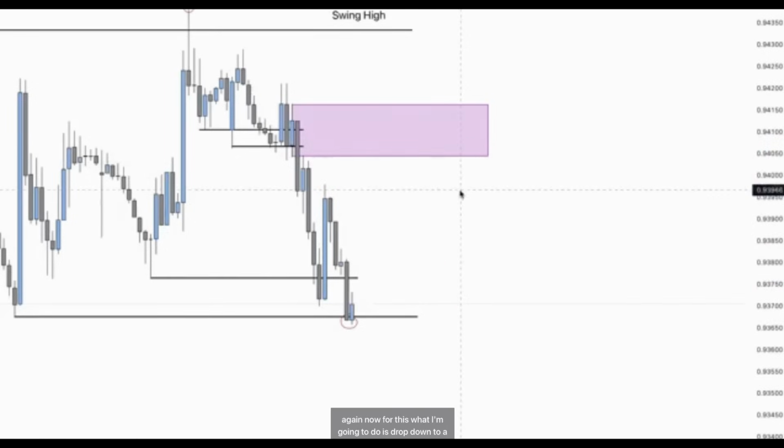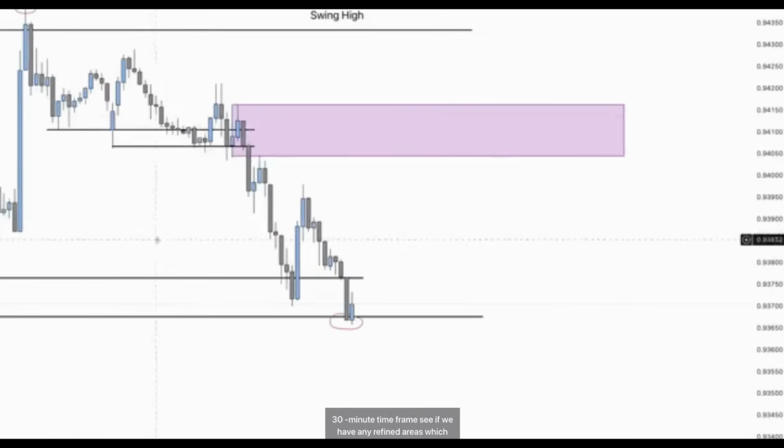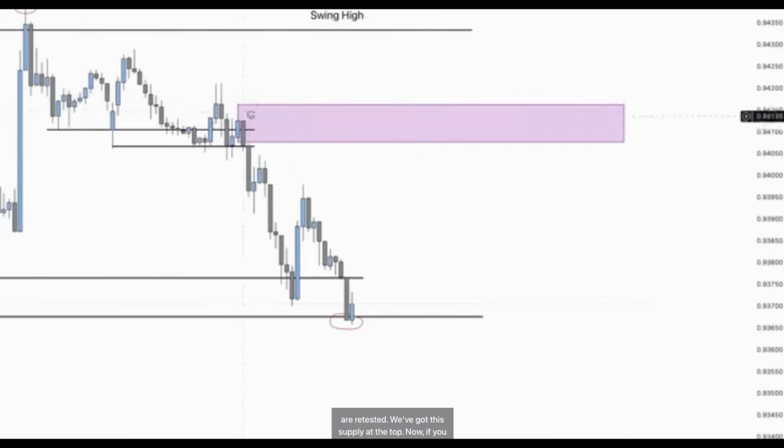Now, for this, what I'm going to do is drop down to a 30-minute time frame, see if we have any refined areas which are unretested. We've got this supply at the top.